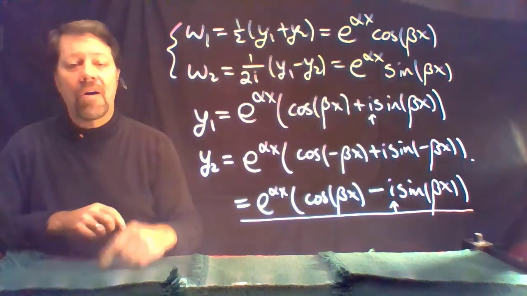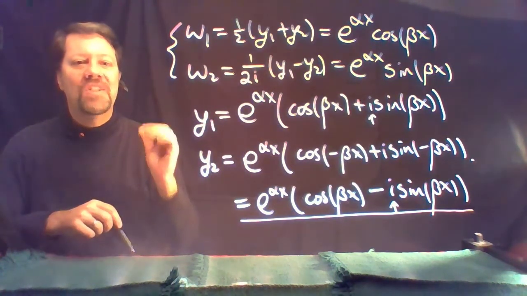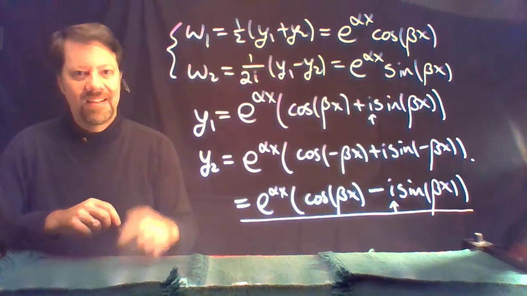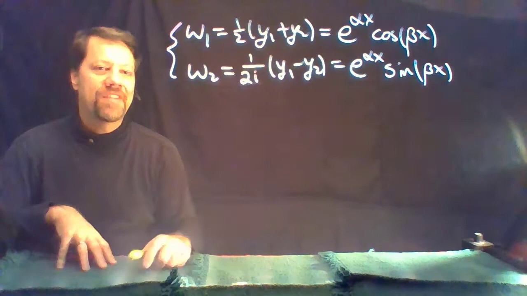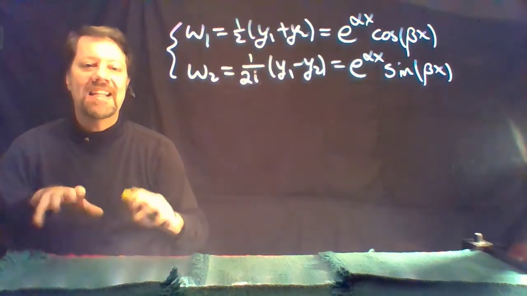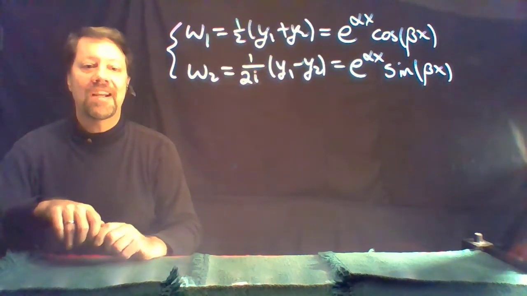We have these two solutions. We know they are solutions. They are real valued. What we don't know is whether or not they are linearly independent. That's the next thing we should check. If we can prove that these two functions are linearly independent, then we will be able to write down the general solution in the case that we get complex solutions to the characteristic equation.